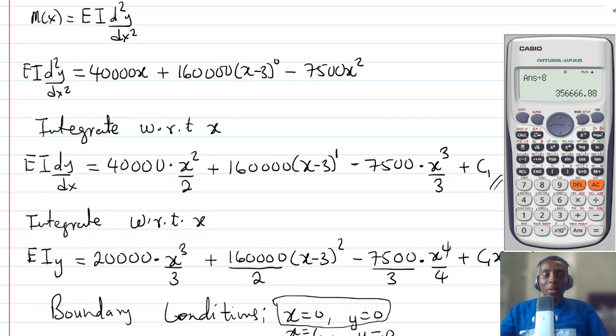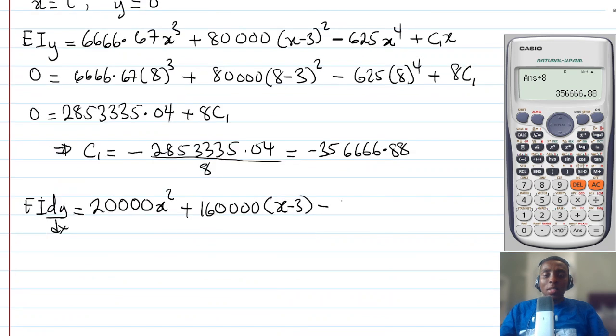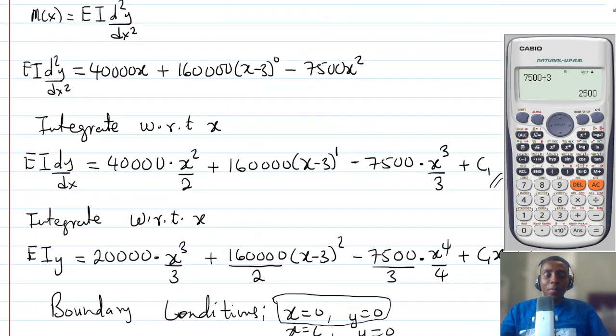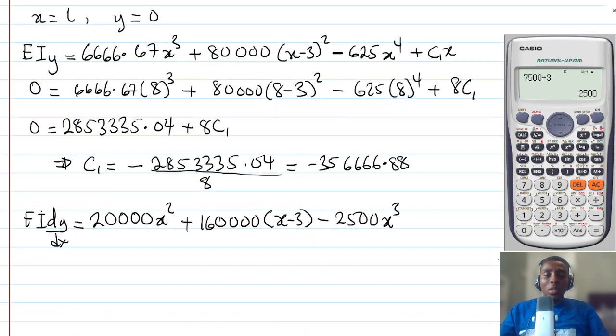7,500 divided by 3 x cubed, so minus 7,500 divided by 3, and what is that? 7,500 divided by 3, 2,500 x cubed, plus C1, but we know C1 is what? 35,666.88, isn't it? So now if we want the slope at the point C, that means x equals 3.